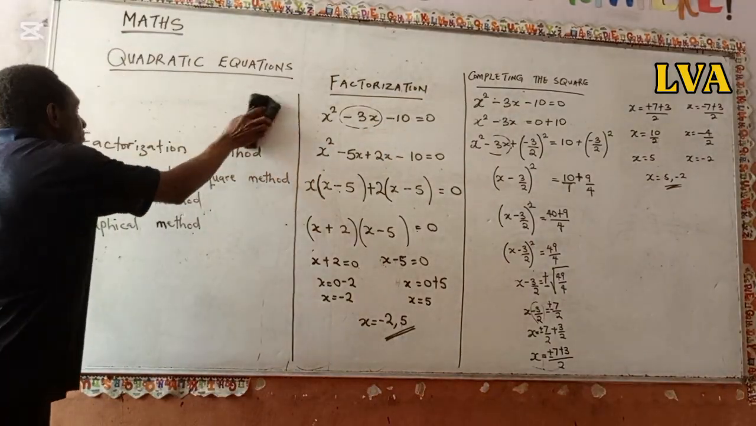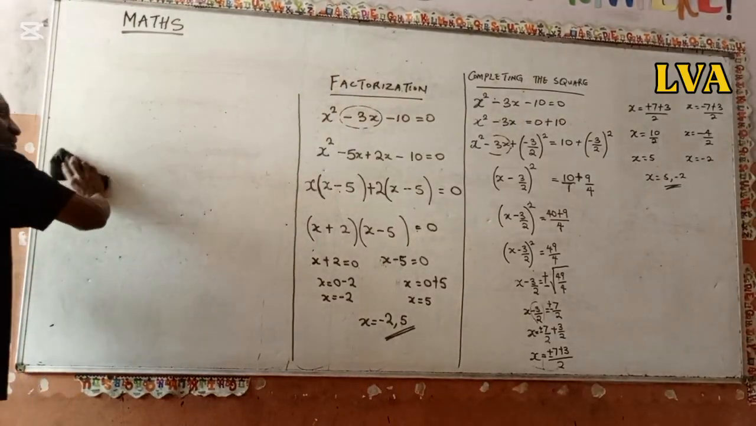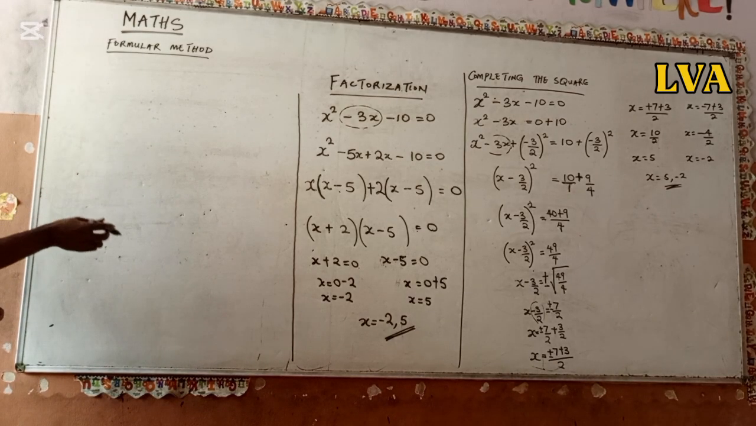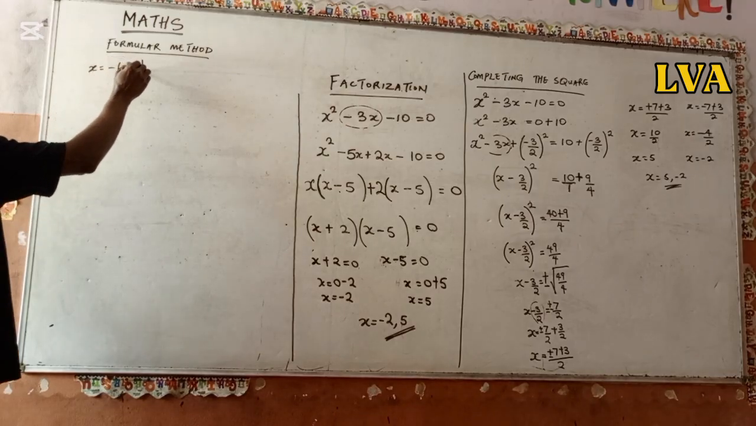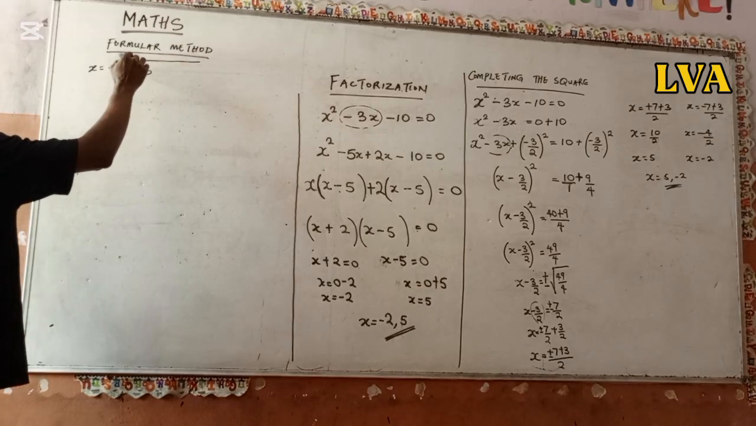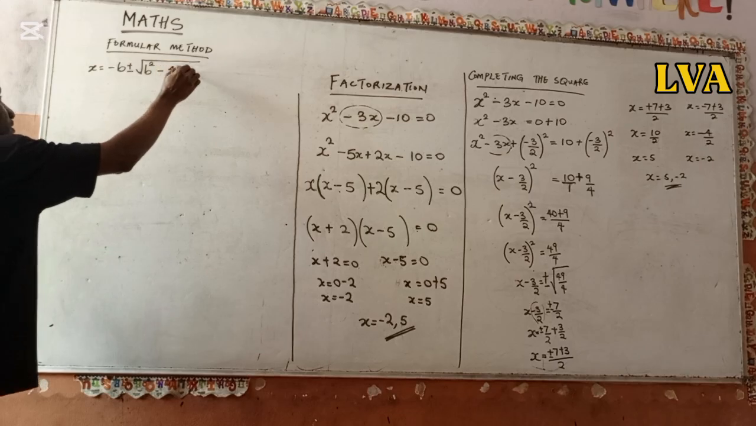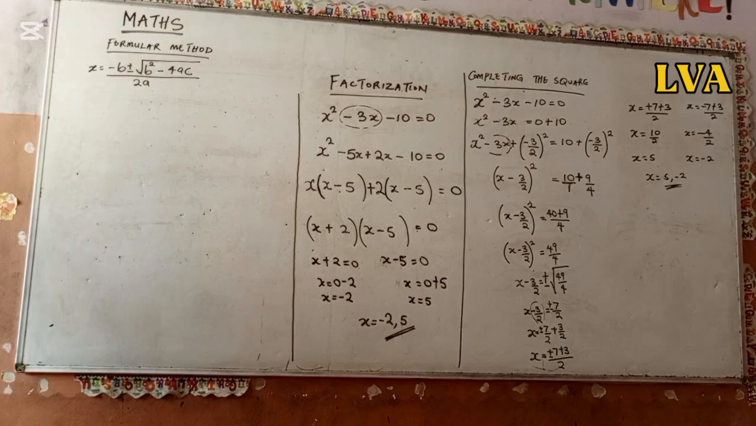Now let's look at the last method, which is the formula method. Some people call it the automatic formula. We use a formula for it. So in the formula method, you have to know the formula. And the formula we use is x equals minus b plus or minus the square root of b raised to power 2 minus 4ac, all over 2a. For the formula method, it has a formula. So if you want to solve using the formula method, it means you have to know the formula.